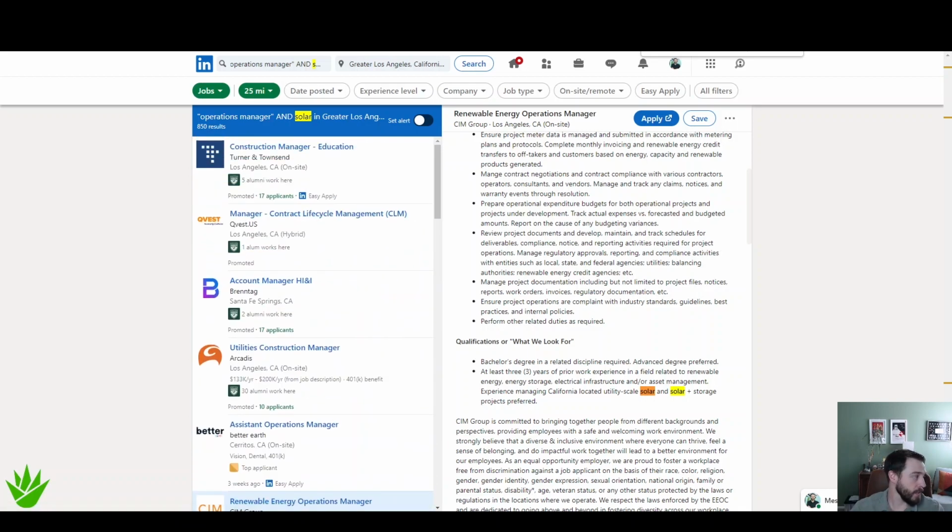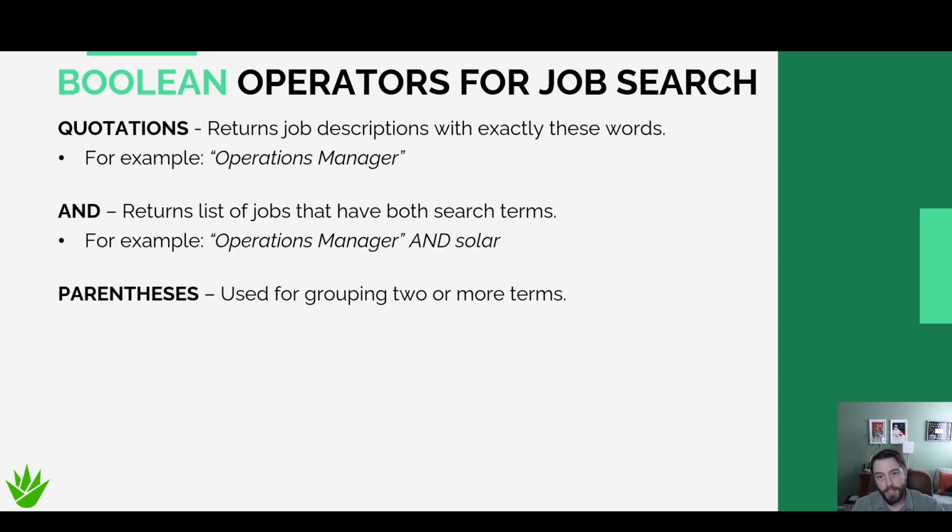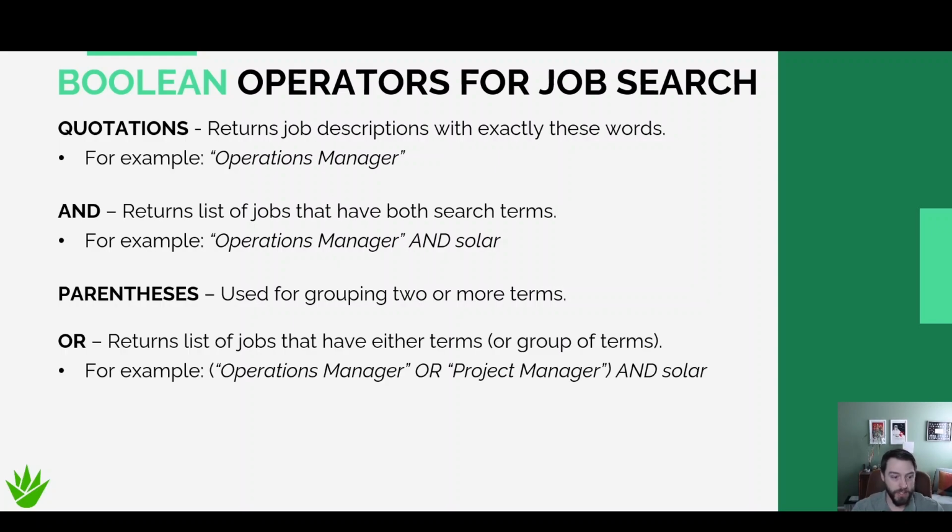So if we come back to our list, we've looked at quotations, we've looked at and, what are some other things we can do? Well, the next one is parentheses. For this one, you are able to group 2 or more items together, and it works well in conjunction with the next operator we're going to go over, which is or. Or returns a list of jobs that have either of the terms or that group of terms.